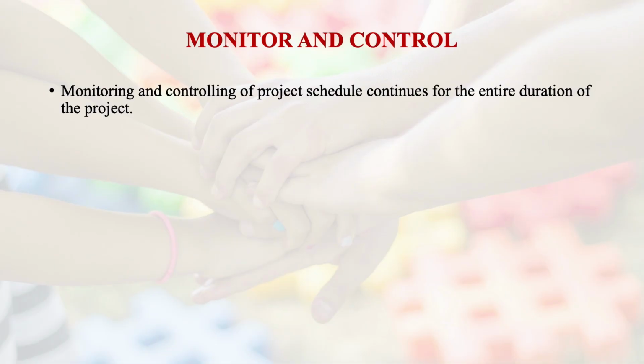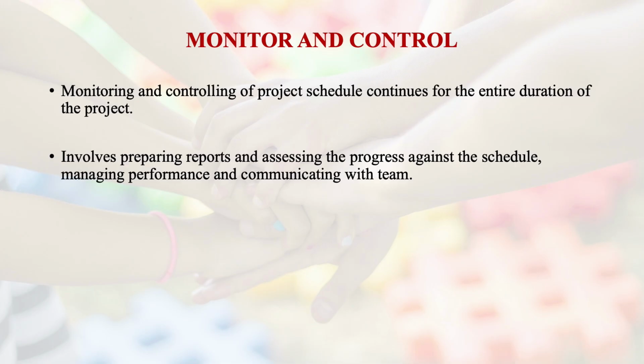Finally, the last activity as far as project scheduling is concerned is monitoring and control. It is in fact for the project completely, right? Monitoring and control of the project schedule continues for the entire duration of the project. Making a schedule is not enough, but monitoring that particular schedule meticulously over a period of time is the main essence of the project. Then it involves preparing reports and assessing the progress against the schedule, managing performance and communicating with the team.